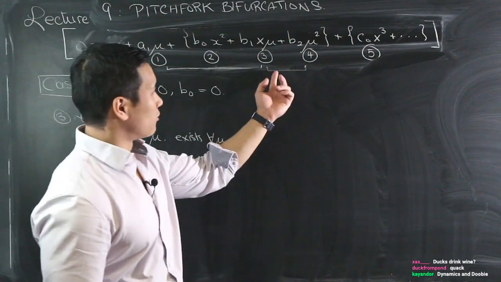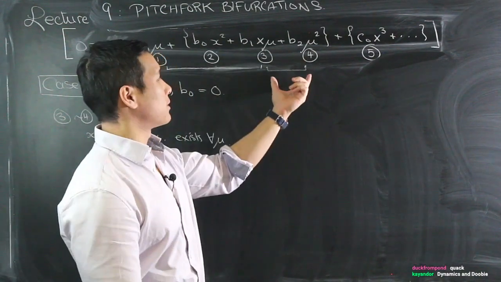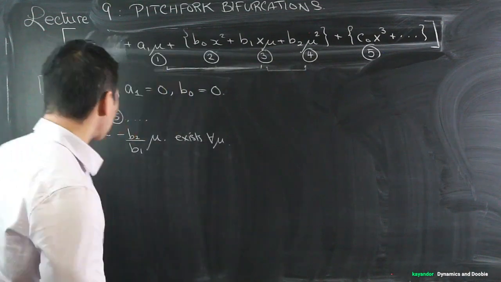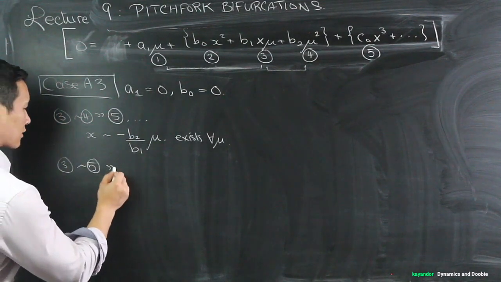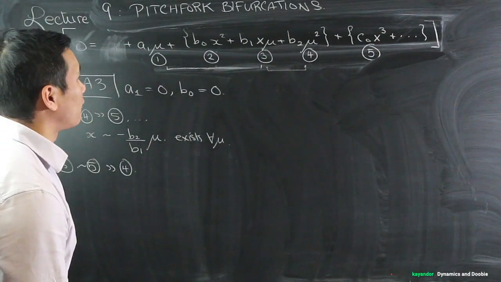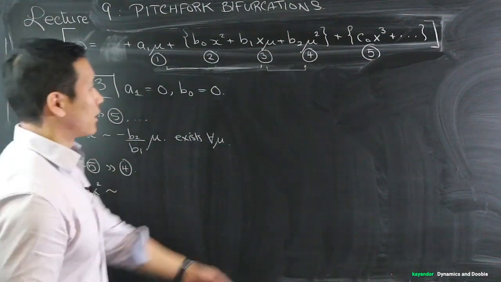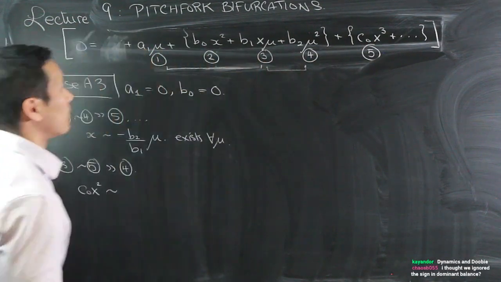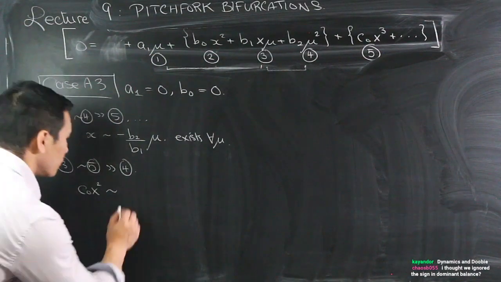But this turned out not to be the only possible balance, because you can have a 3-5 balance. You can have a 3-5 balance in this problem, and that turns out to be much larger than 4. If you just check 3 balancing 5, you have C0 times x squared. I cancel the x's because I'm going to ignore the root x equal to 0, and I have minus b1 times mu.